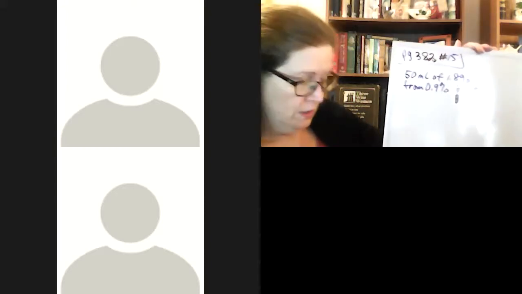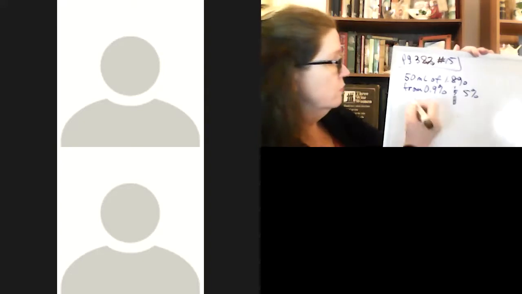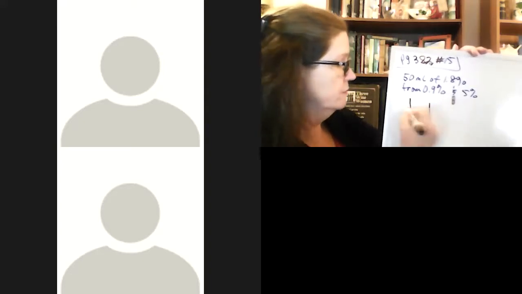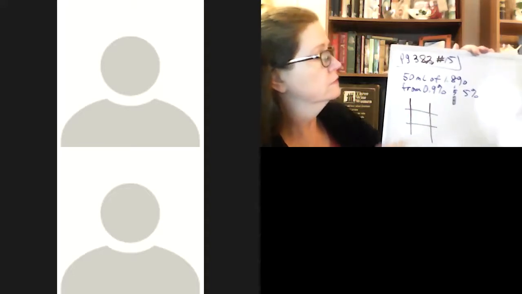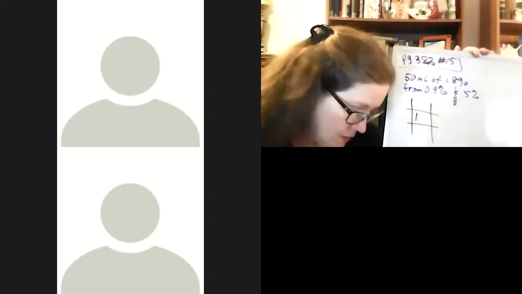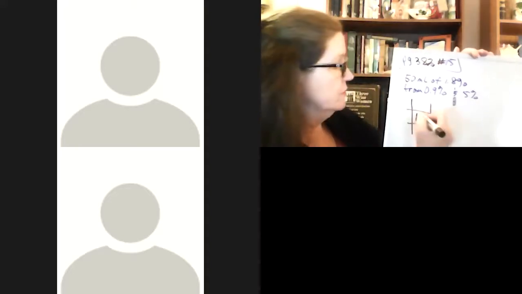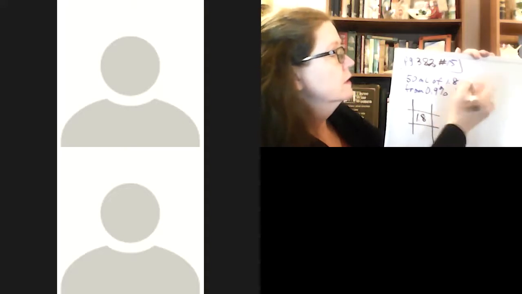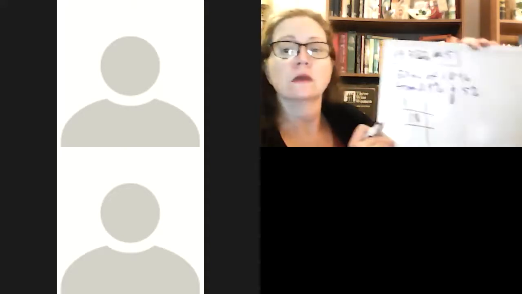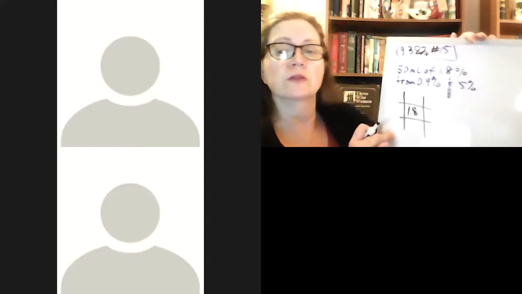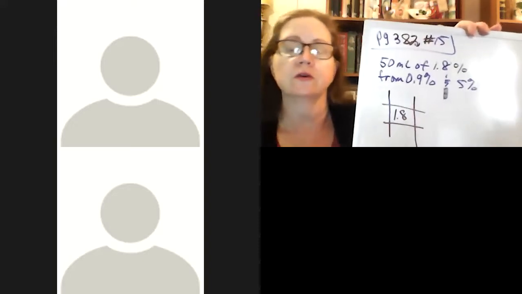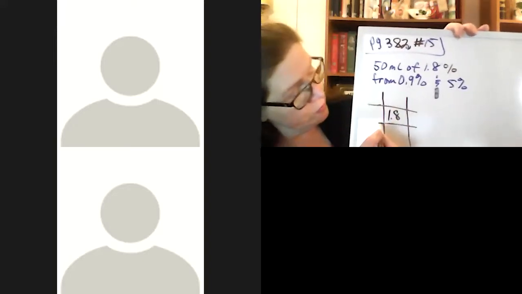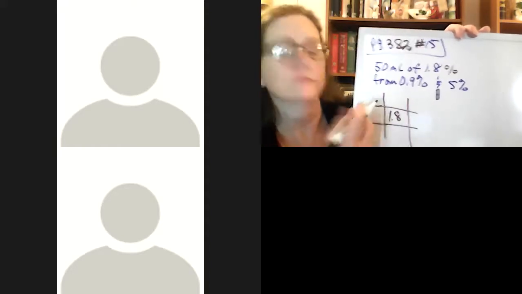Okay, so which is my target percent? 1.8%. Okay, so I'm going to put that in the middle. The glare is so bad, I apologize, you guys. What am I putting up in this upper left-hand corner? 5, and 0.9 on the bottom.